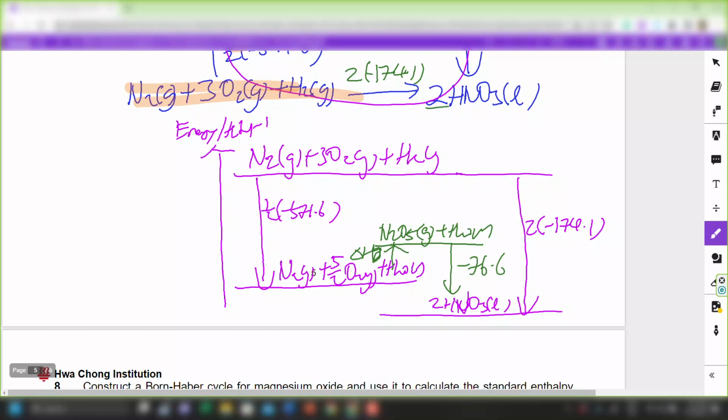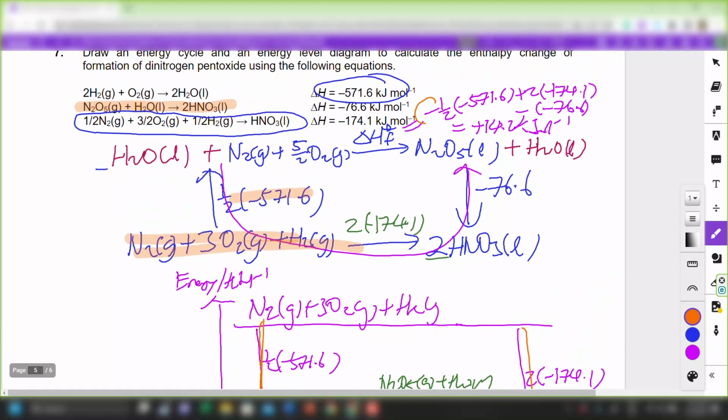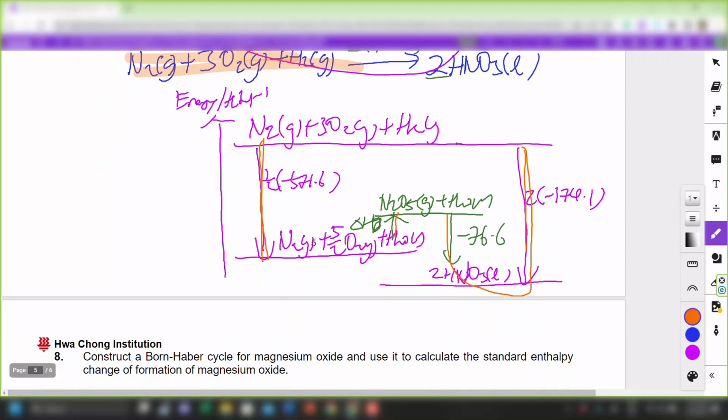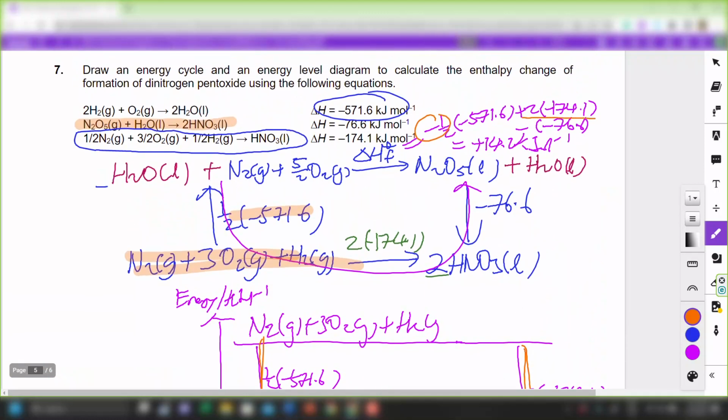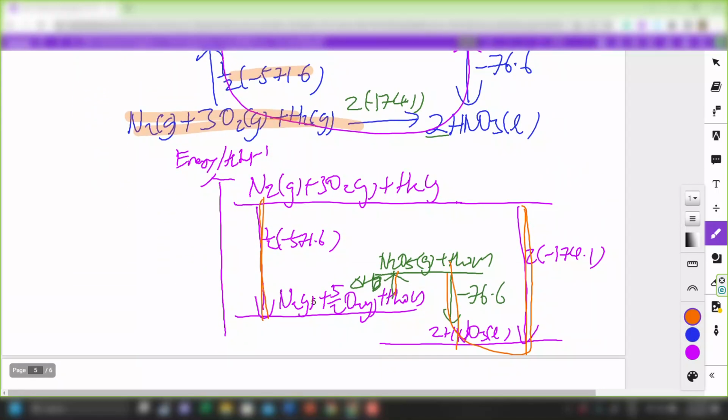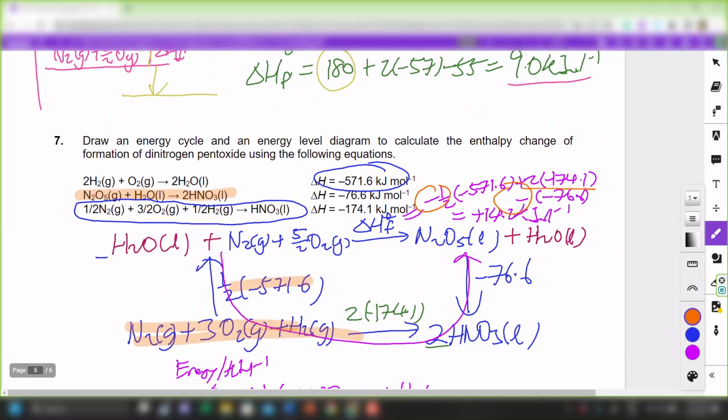So again, how am I going to sum up my cycle? This is what I should do. This is my eventual goal, right? So I'm going to go up and then go down and then up. If I go against the flow of the arrow, I must add a negative sign. Same direction as the arrow, I will keep it, and against the direction of the arrow, then I will switch the sign. So eventually I'll end up with the same answer. That's 14.2 kilojoules per mole.